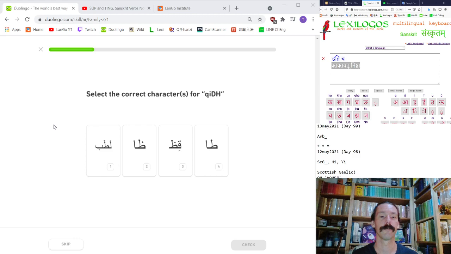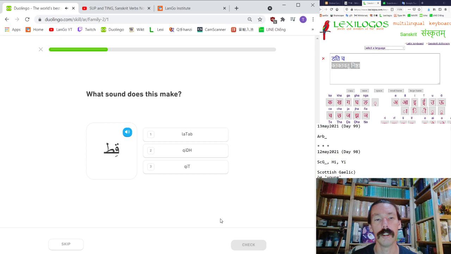Qibb. So the basic shape here, the final consonant is a th, the emphatic T. The dotted one is also emphatic, but it's different in being fricative and in being voiced. Qibb. Qit, the basic is a emphatic T, capital.